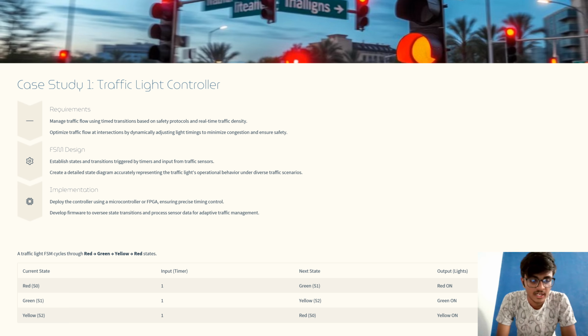The second current state is green, and its input is 1. Green's next state is yellow, and the second state's output is green. The third one is yellow, and its input is 1. Its next state is red, and the output of the third state is yellow. This is the cycle of red to green, green to yellow, and yellow to red.